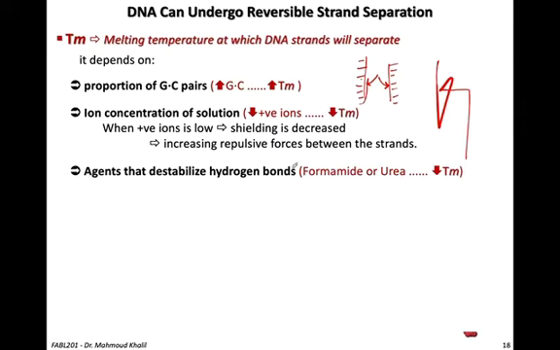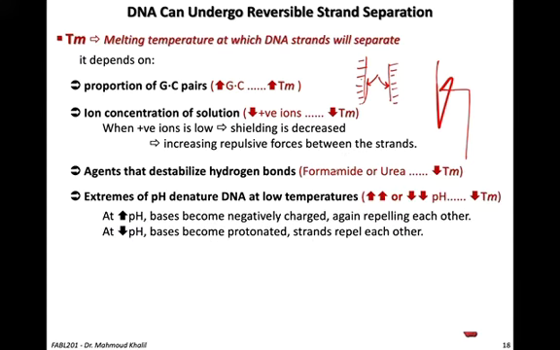The third factor: you can use some agent that already destroys the hydrogen bonds between the nucleotides, like formamide or urea. If you use these two compounds in a solution with DNA, it will decrease the melting temperature you need to use to melt the DNA. The fourth factor as well is the use of extremes of pH. At high extreme pH or low extreme pH, the temperature that you need to melt the DNA will markedly decrease.